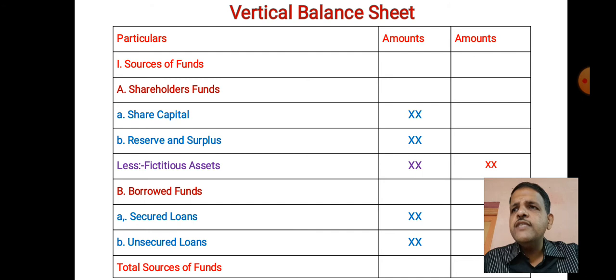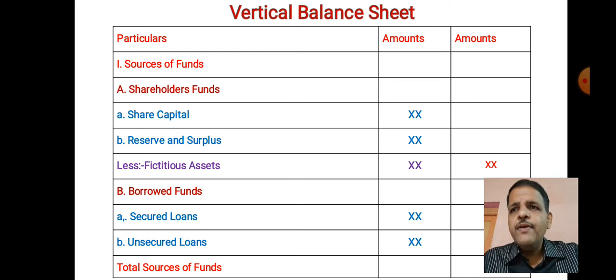Secured loan means such loans against which we have kept certain security. When we issue debentures, at that time we say our machinery is a security, in case we are not able to repay the debenture amount to the public who have taken debentures. But when we take a deposit from someone and we are not giving any security charge on any of our assets, that is called an unsecured loan.